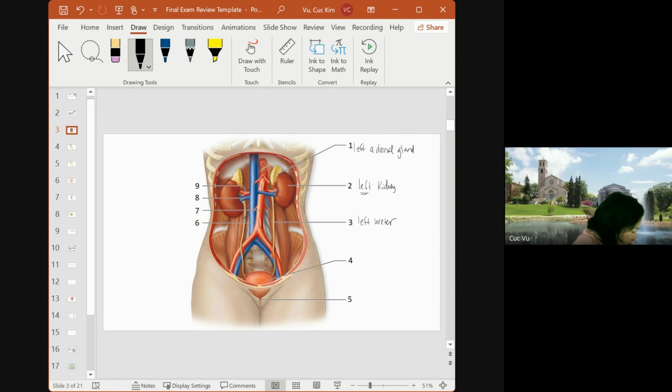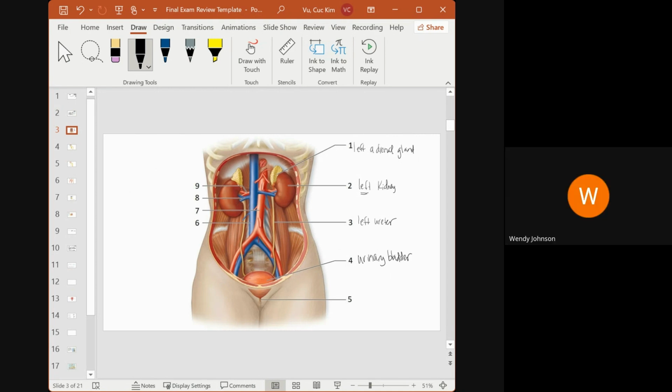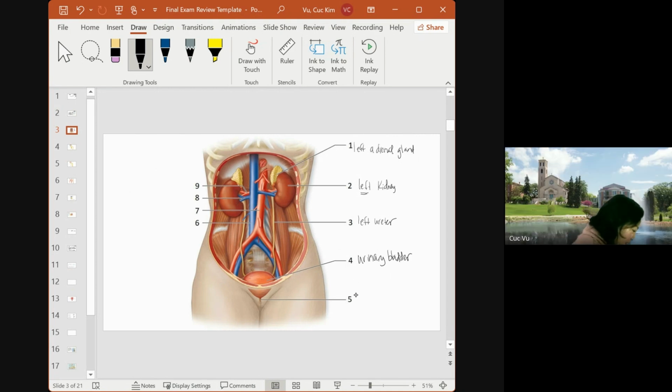Four? The bladder? Okay, so if you put down bladder on the exam, it's going to be half a point. Why? Because we have several bladders. We have the gallbladder and we have the urinary bladder. So you've got to make sure that you write down urinary bladder. And number 5. Is that supposed to be the urethra? Yes, it is. Very good.